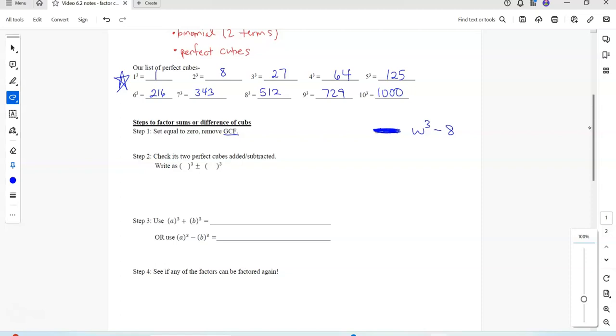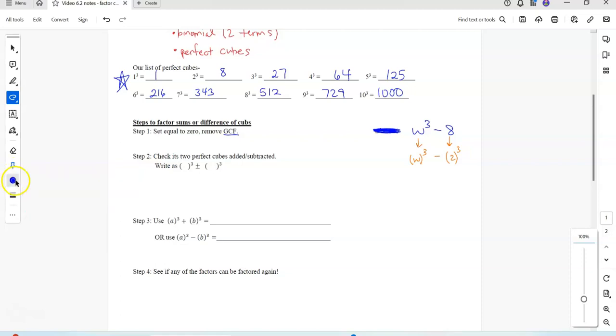W cubed minus 8. What this means is that this is W to the power of 3, and this 8 was 2 to the power of 3. So they are perfect cubes, and we have a minus sign in between. So that means that it is indeed something that will factor this way.